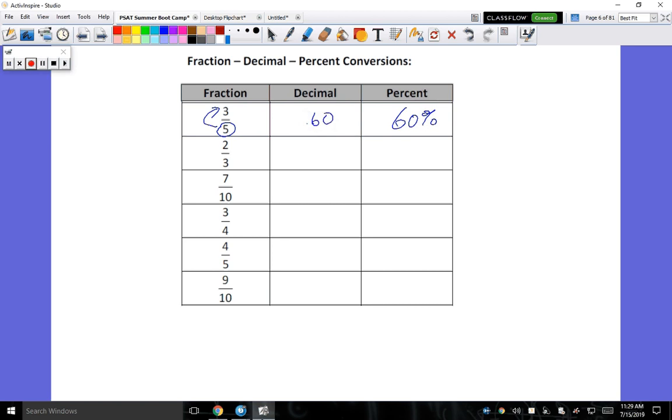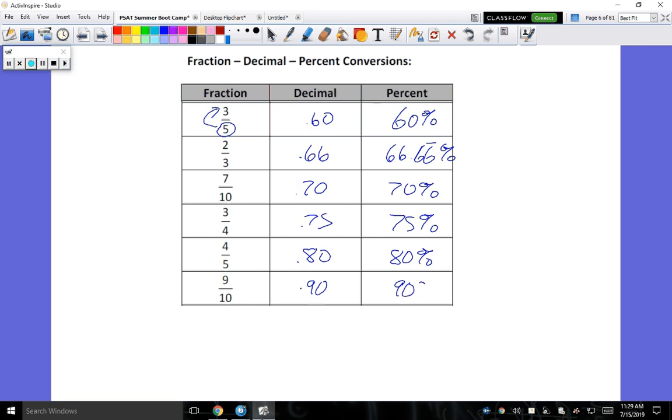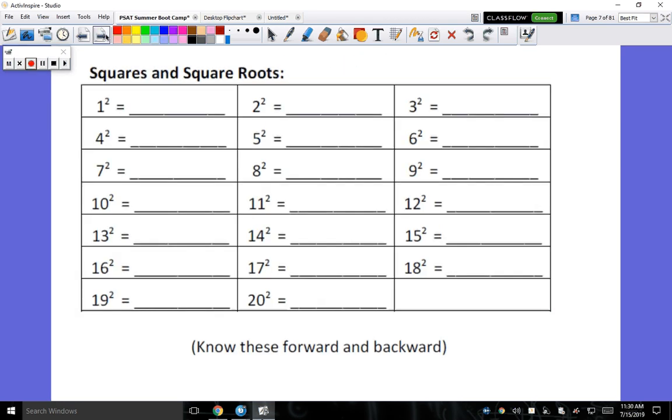How about 2/3? 66.6. Yep, 66.66 repeating percent. Then we have 0.70, otherwise 70%. Then we have 0.75, 75%. Again, I have 4 $20 bills out of 5. So there's 0.80 or 80%, 0.90, and 90%. Good.